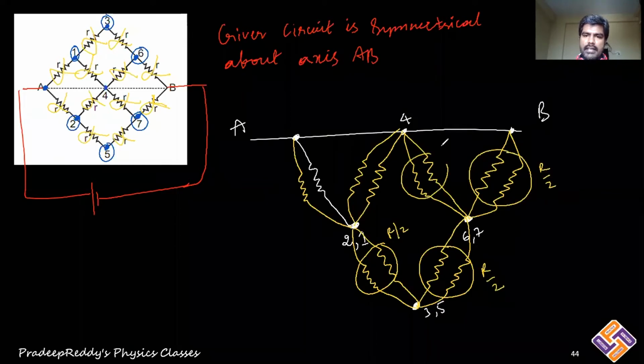These two resistors are in parallel. Effective resistance is R by 2. These two are in parallel. Effective is R by 2. These two are in parallel. Effective is R by 2. So all the effective resistances we have calculated are R by 2.